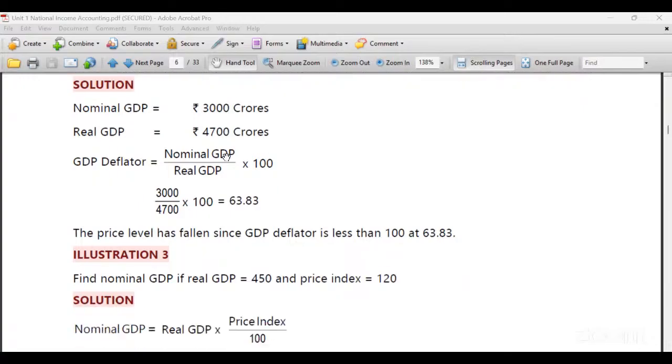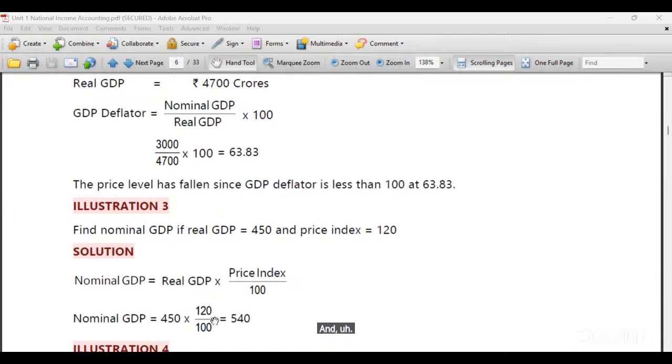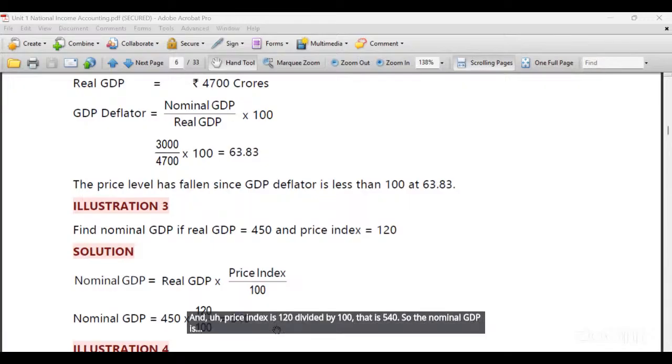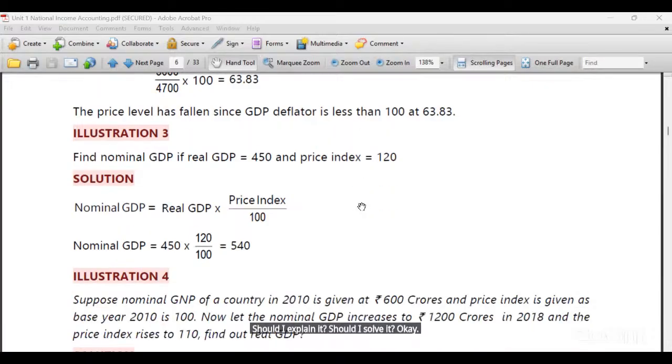Shall we look at the answer? Find nominal GDP if real GDP is given. What is the formula? Nominal GDP is equal to real GDP into price index divided by 100. We know that real GDP is 450 and price index is 120, so 450 into 120 divided by 100 is 540. So the nominal GDP is 540. Are you able to understand? These are simple problems. Anyone has a doubt? Should I solve it? No, ma'am. Okay. Do this then.